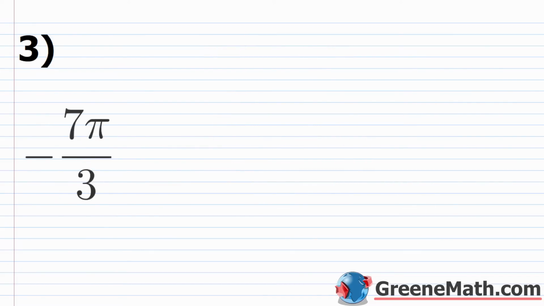Okay, let's take a look at problem number 3. So we have negative 7 pi over 3, and again, this is in terms of radians.